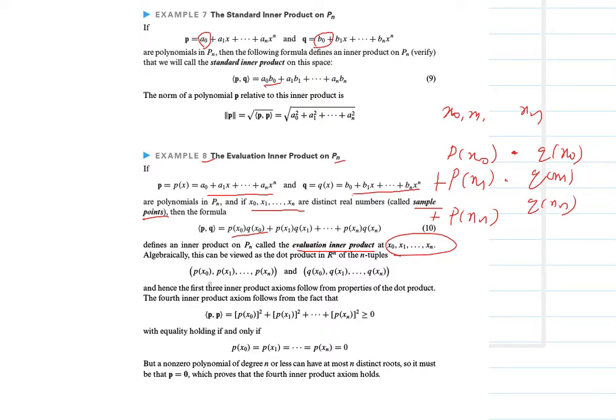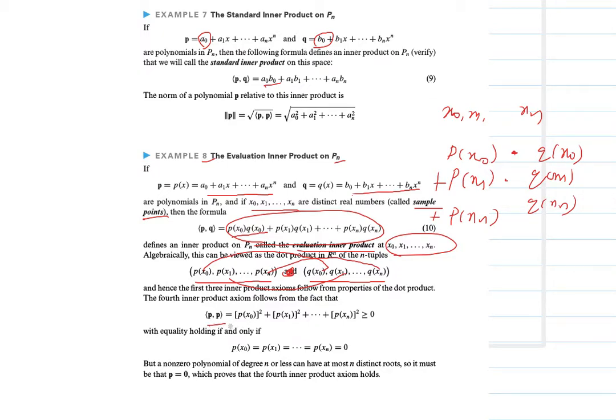If you consider p of x0, p of x1 etc. p of xn as an n-tuple and q of x0 etc. q of xn as another n-tuple, what is the dot product of these two? It will be simply p of x0 into q of x0 plus p of x1 into q of x1 plus etc. p of xn into q of xn. Clear? That is exactly what has come here, these terms. Hence, the first three inner product axioms follow from the property.